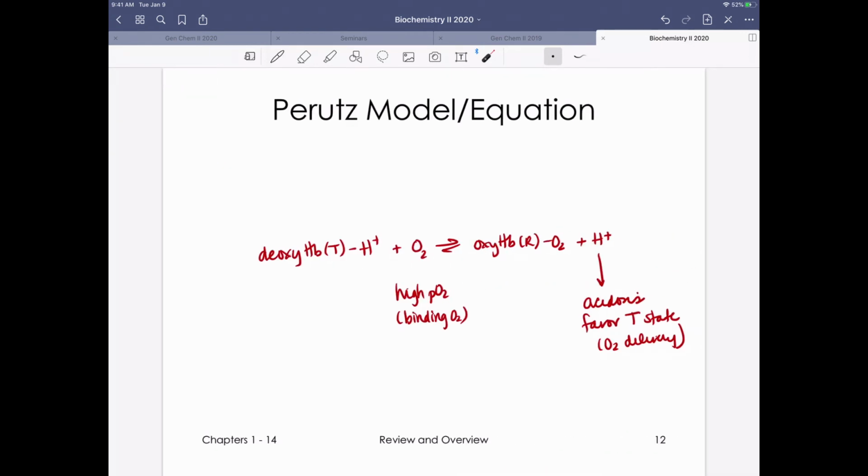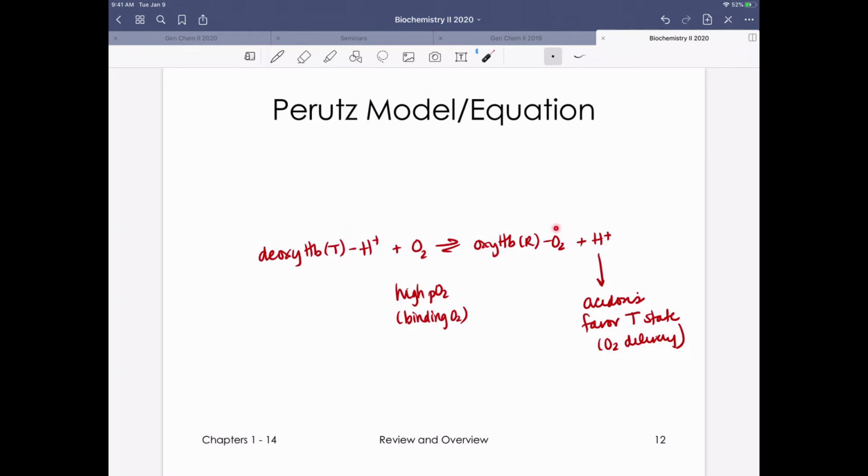So putting some things together here with some important equations or models that were important for us to study. We studied the Perutz model or equation to think about hemoglobin and oxygen delivery. So an equation that we made up reminded us that the deoxy state of hemoglobin, which is the T state, is not bound to oxygen, but rather we think about it being bound to protons. To highlight again, this is not saying that oxygen and protons bind in the same spot, but it's reminding us that these are mutually exclusive, so that the deoxy state of hemoglobin, which is not bound to oxygen, is protonated.